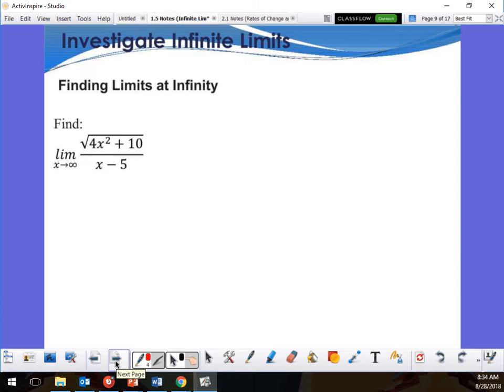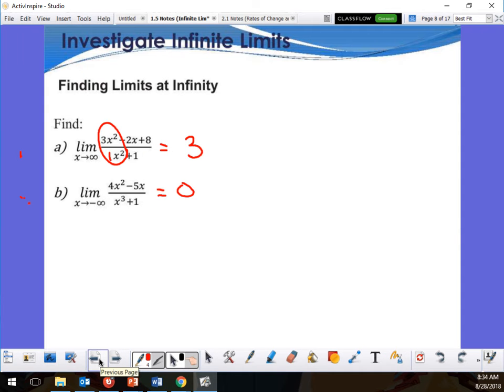So we're just going to look at part of this next one. Wait, so for B, that's how you just know? Yeah, that's the trick. You look at the degrees. The denominator is bigger, so it's going to 0.